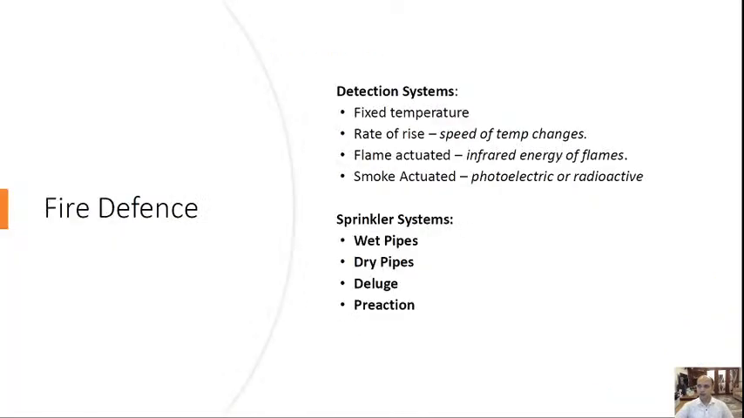One more very important topic in physical security is fire defenses. In fire defenses, 2 important things are there, the detection system and the suppression system. The detection system can be divided into 4 types: fixed temperature, rate of rise of temperature, flame actuated detection system, and smoke actuated detection system. For the suppression system, you can use sprinklers, like wet pipes, dry pipes, deluge type and pre-action types.